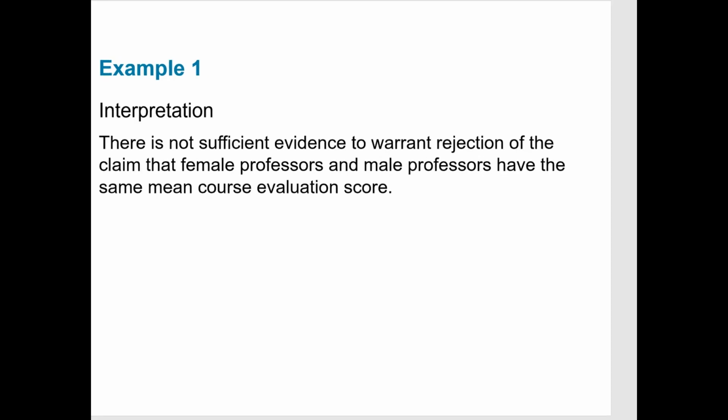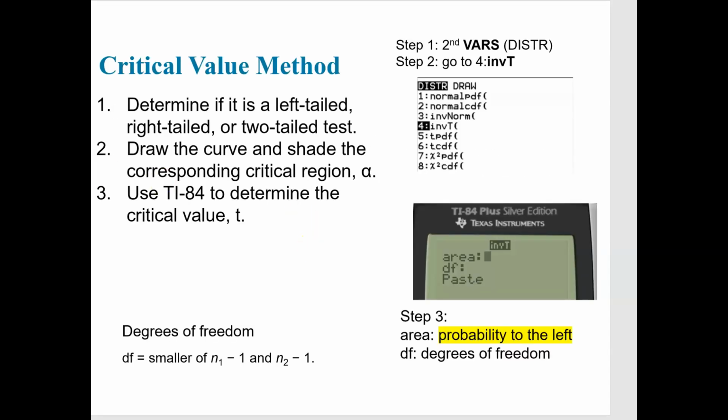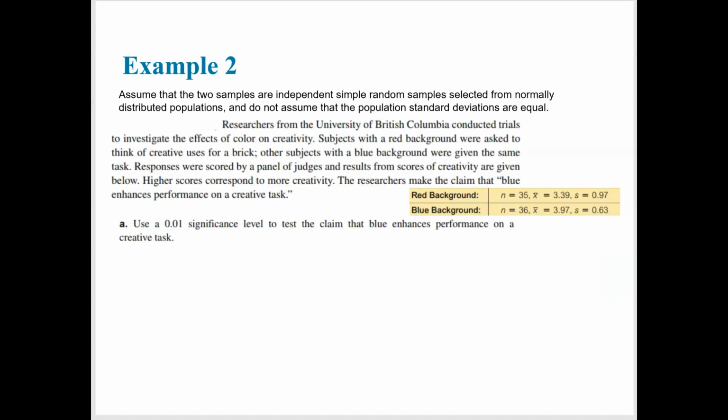So now we'll do a critical value method example. For the critical value here, this is the same method that we've done before. The only difference is that for the degrees of freedom, we're going to use the smaller of the n minus 1, depending on the different samples. And everything else is the same that we've done before. So assume that the two samples are independent, simple, random, and normally distributed.